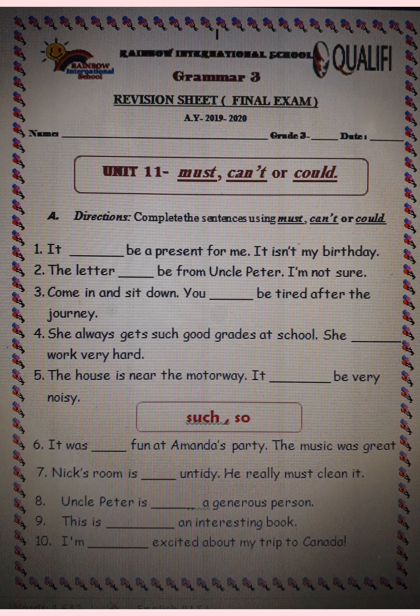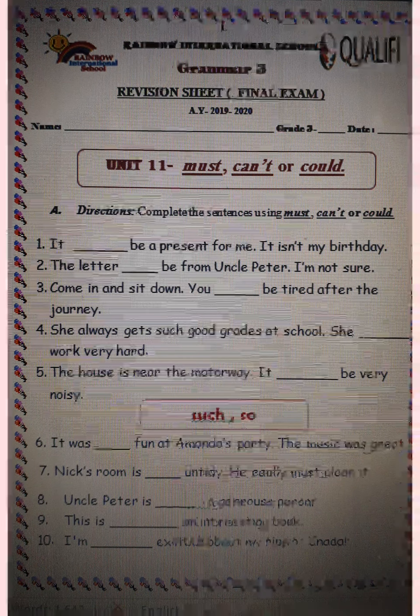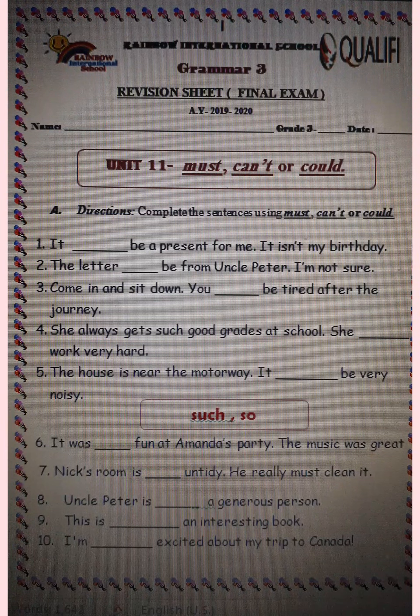As you remember, we use must to say what we think. We use can't for the negative, to say what we don't think. And we use could if we think we know, but we aren't sure. Letter A. Directions: Complete the sentences using must, can't, or could.